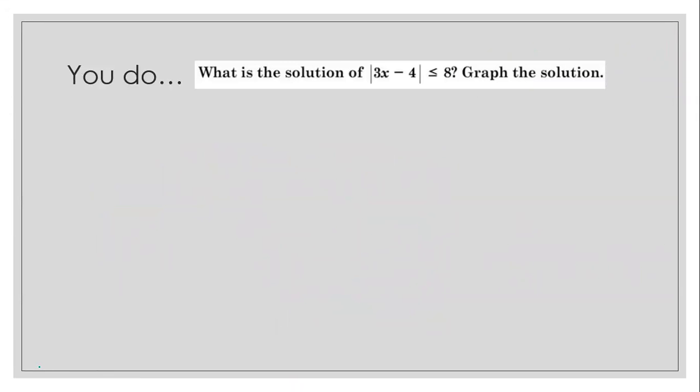All right, next. So here I would like for you to attempt. I can give you about a minute to try and find the solution here. So I'll pause and give you a moment.